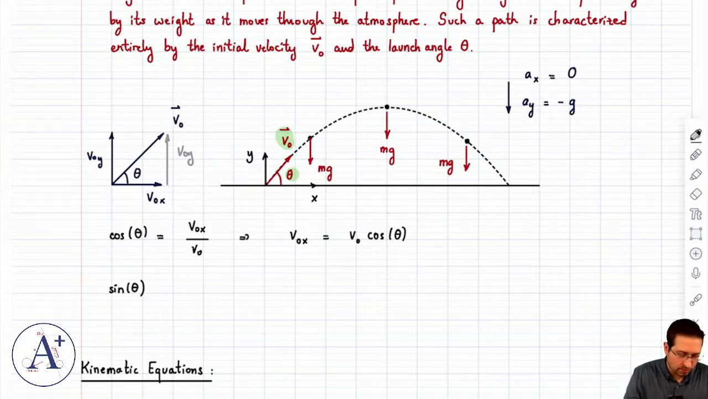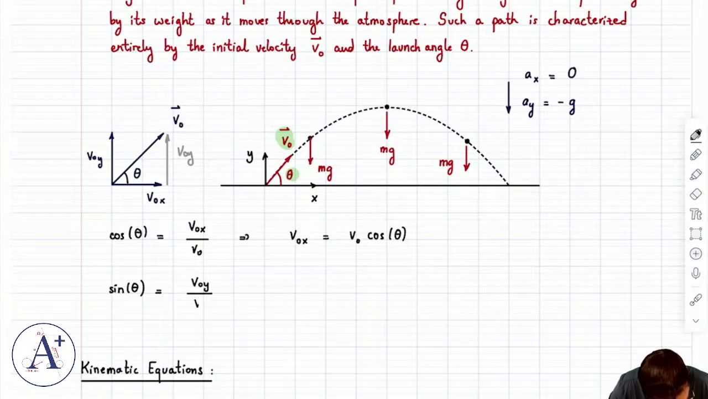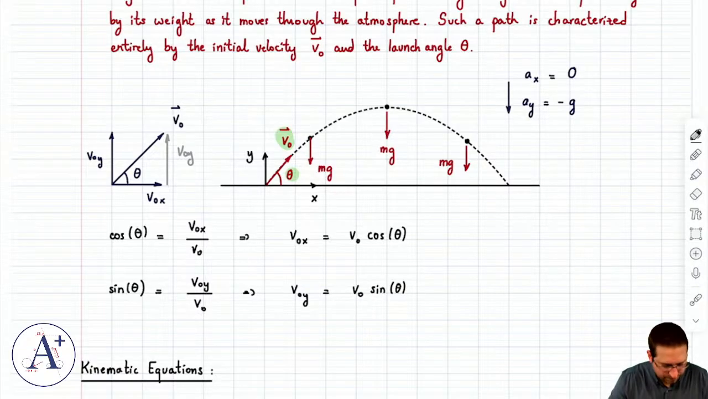And with practice, you will be able to do that. But if you're stuck on a problem and you're not sure, just write cosine and sine in terms of the components and then flip it around to find v naught x and v naught y. Same thing with sine of theta. Sine of theta is going to be opposite v naught y over hypotenuse v naught, and then v naught y is going to be v naught sine theta. All right. Okay, so we know ax, ay, v naught x, v naught y, pretty good.